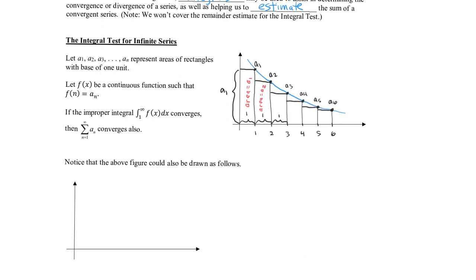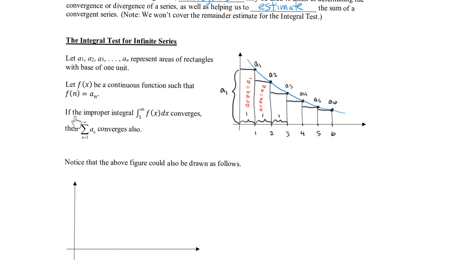Because of the way it's set up, you can see that if we look at the areas of these rectangles, each of the rectangles has a base of 1, and so for instance this first rectangle has a height of a sub 1. So the area, base times height, 1 times a sub 1, is just a sub 1. The area of the second rectangle is going to be 1 times a sub 2, which is a sub 2, and so forth on down here. This is a sub 3, a sub 4, a sub 5, and a sub 6.